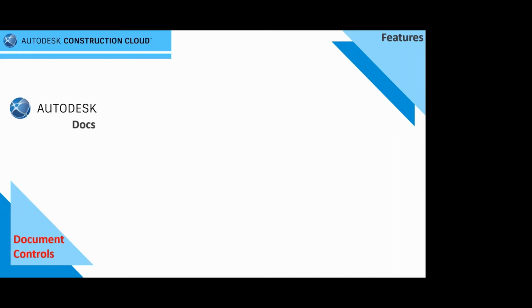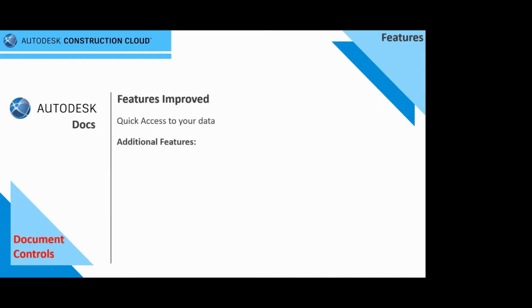When we talk about document control, the features that have been improved here are quick access to all your data, your folder structures, your reviews, your transmittals, your issues. The additional features that follow along here are that we can set up security protocols to control the level of access to the data. Allow users to see all data in the project or access one folder.